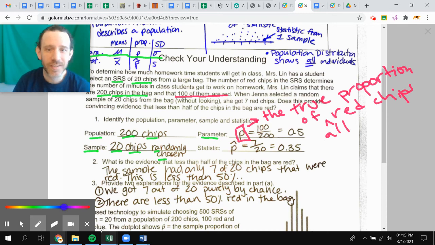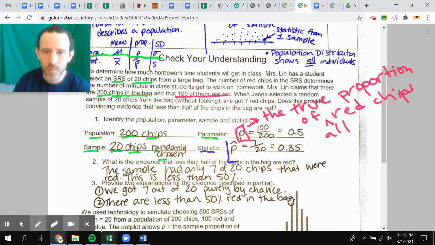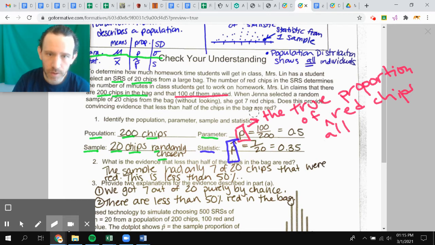Now we can go to the statistic, which is talking about the sample. So with the parameter, I was focused on the population. With the statistic, I'm focused on the outcome of my sample. And that's the symbol P hat. We talk about sample. I just covered up the P hat there, but you get the idea.